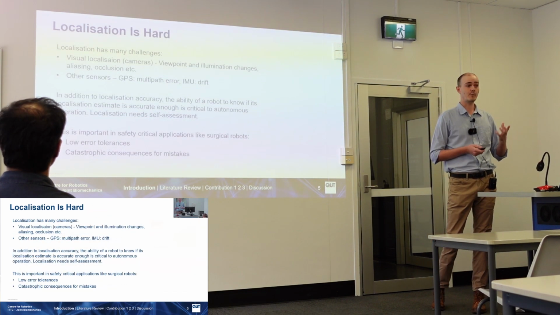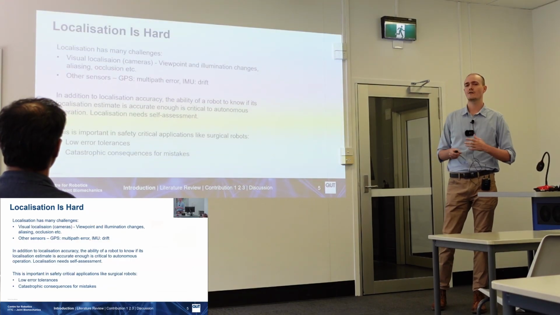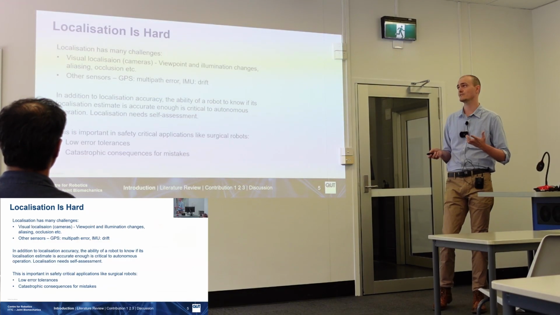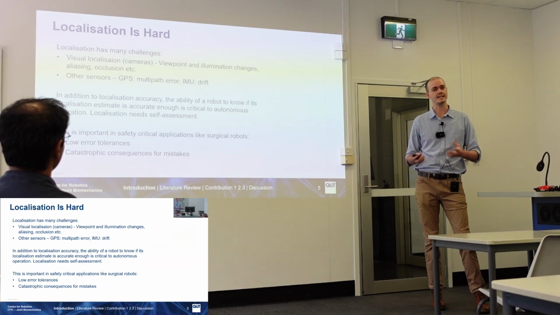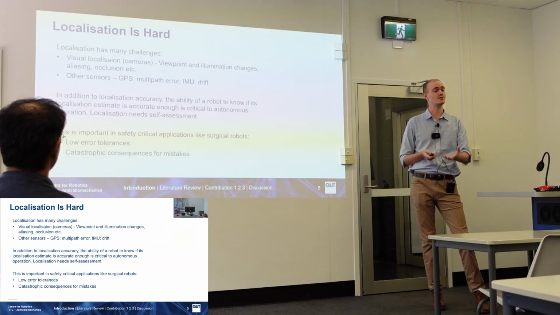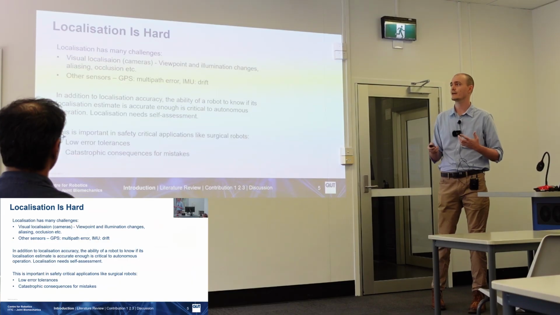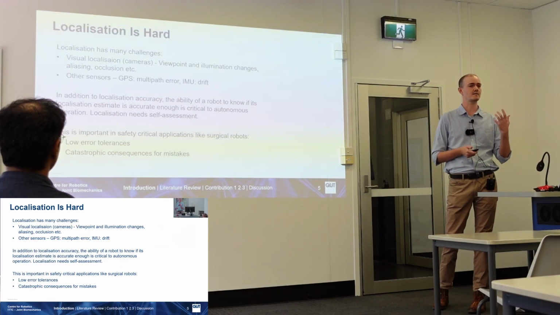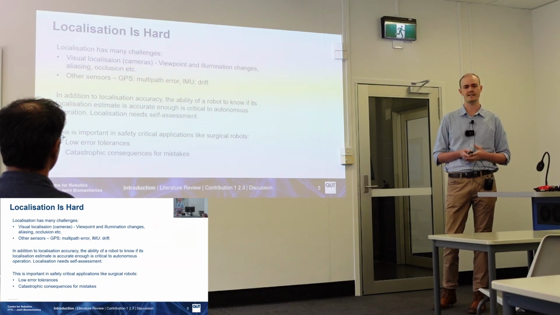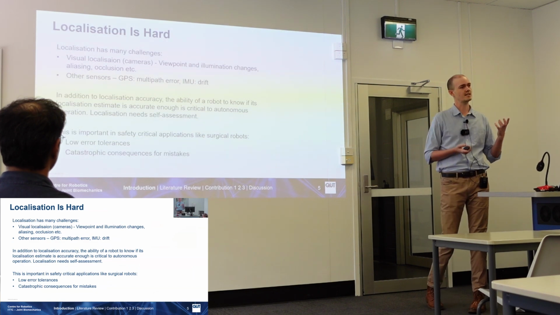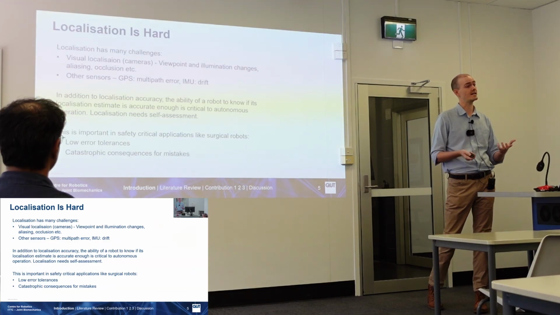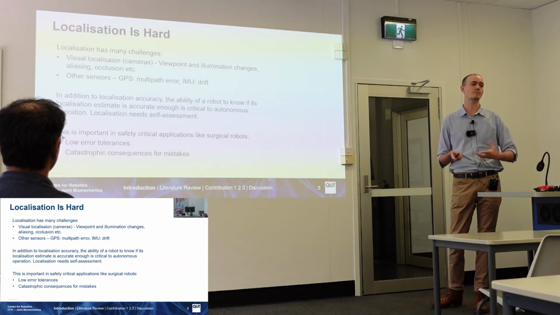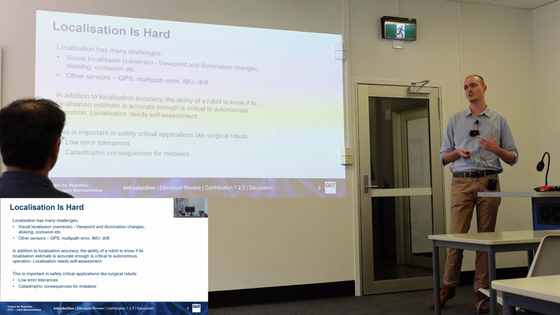But as well as being important, localization is quite difficult. There are a range of different challenges in different types of localization. For visual localization, for instance, which is the type that we're particularly interested in this thesis, and that's localization using cameras, we have challenges like viewpoint and illumination changes, which will make the same object or the same place look really different under different conditions. We have problems with occlusion and aliasing. And this isn't unique to just visual localization. Other localization types, for instance, GPS-based localization can have problems with multiple path errors, and IMU localization can accumulate drift over time.